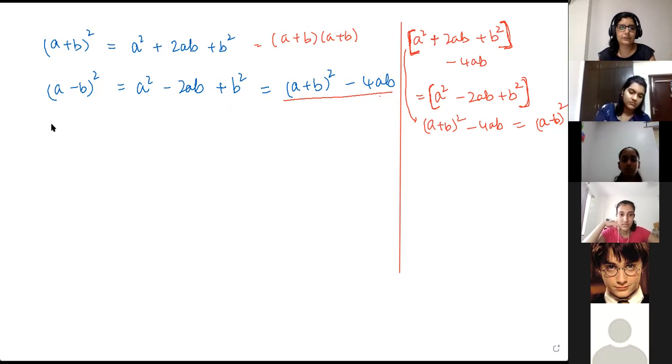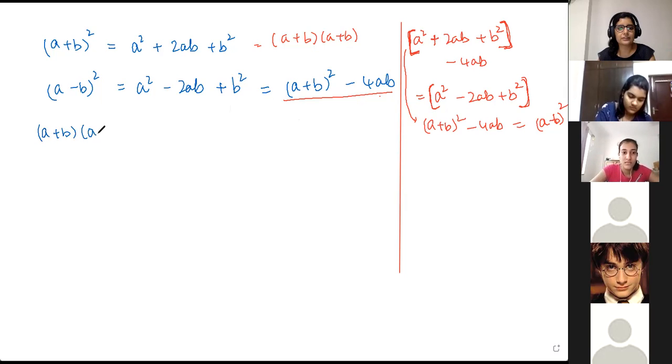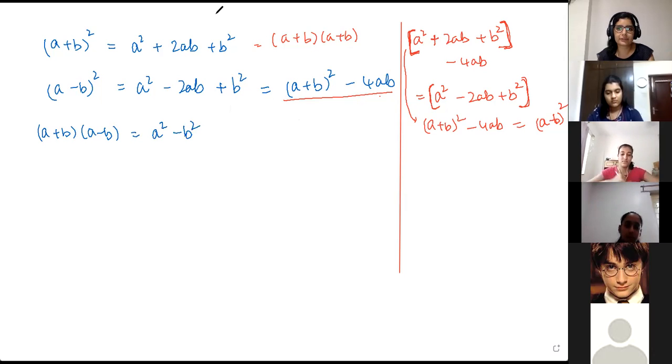All right, coming to the next one. A plus b into a minus b will be equal to, Ashka? A square minus b square. A square minus b square, yes. These are the basic identities you're aware of.